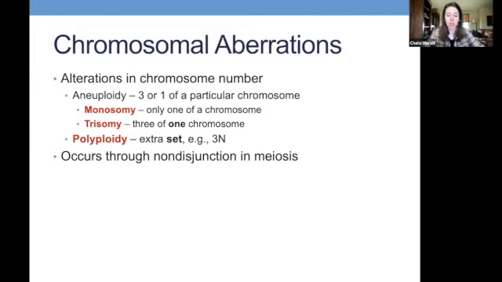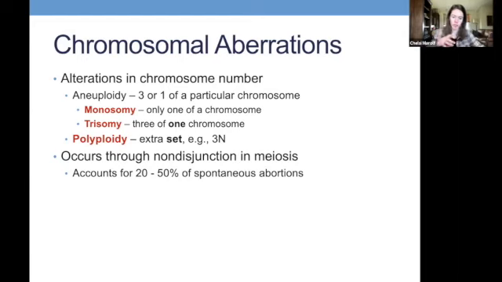So non-disjunction in meiosis is how these things happen, where you have one of those tetrads that is not separating properly. And so you have some of the eggs or sperm ending up with too many chromosomes and some of them ending up with not enough. And both of those cases would cause problems. So 20 to 50% of spontaneous abortions. Obviously, this is really hard to know exactly how much of this causes spontaneous abortions, because a lot of times mothers don't even know they're pregnant when they have an early miscarriage.